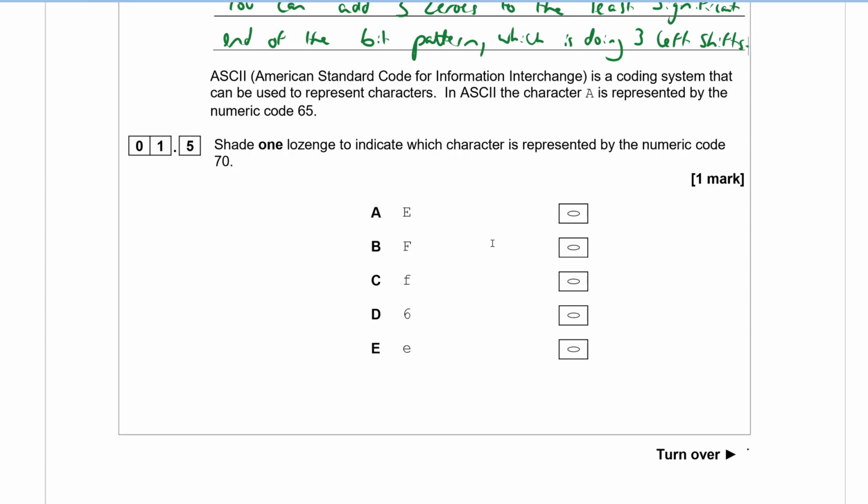Okay, 1.5. ASCII, American Standard Code for Information Interchange, is what that stands for. In my exam, that was a question. What does ASCII stand for? And I didn't know it, so make sure you do learn that.